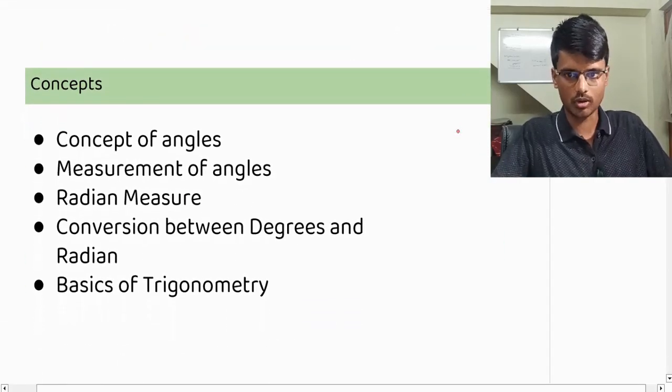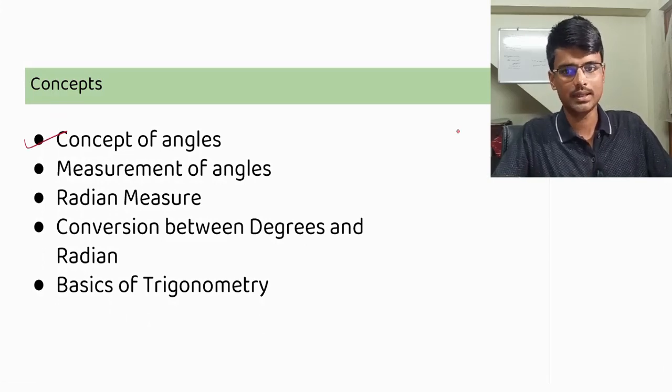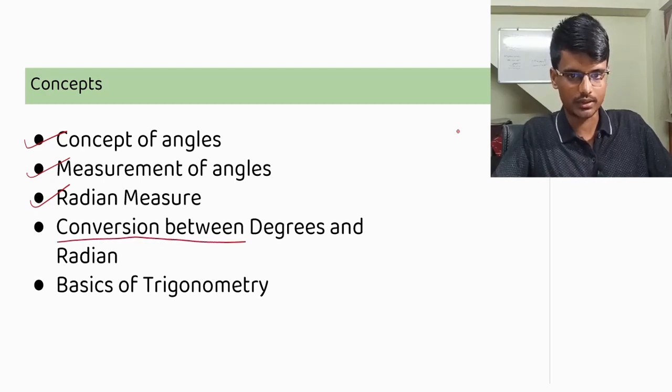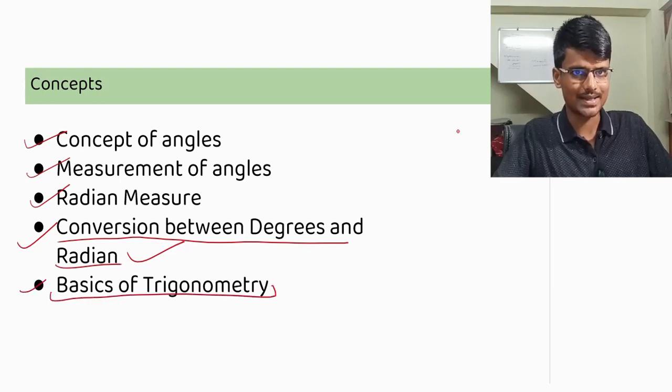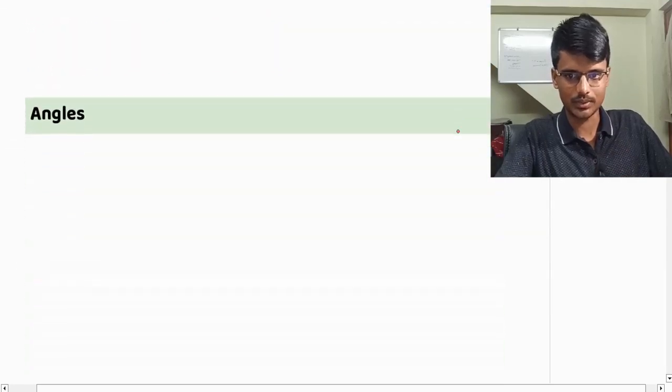I have broken down all the concepts that we are going to cover today. The first thing will be the concept of angles. What are angles? How do we measure the angles? What are the different units to measure them? That are radian, degree. Then how to convert between degrees and radians, that is also important. Then we'll dig deeper into basics of trigonometry: what is sine, cos, tan. If you are a CBSE student, you might have read this, but if you are from state syllabus background, this is something new for you. So we'll be covering that also. So let's start. It is an interesting topic.